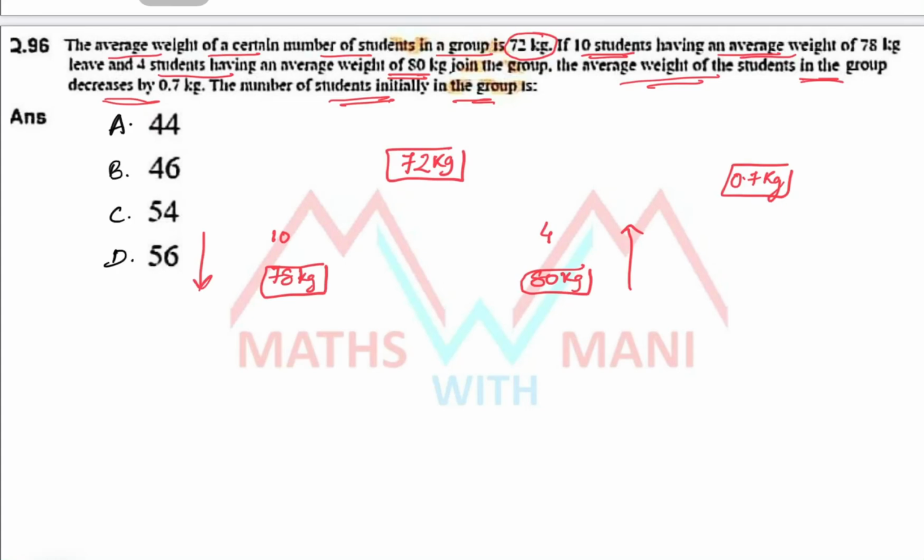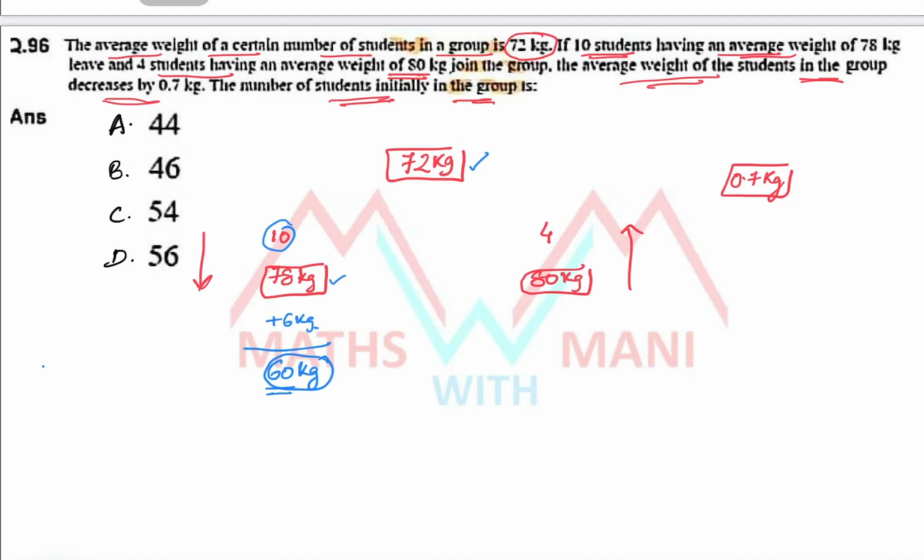So there are so many methods to solve this problem in general way and in shortcut way. I will tell you directly the short way. Okay, and it is the basic concept also. Here 72 is average and it is 78. That means it is 6 kgs more. For one student it is 6 kg, for 10 students it is 60 kg. So the total weight of 60 kg is leaving.